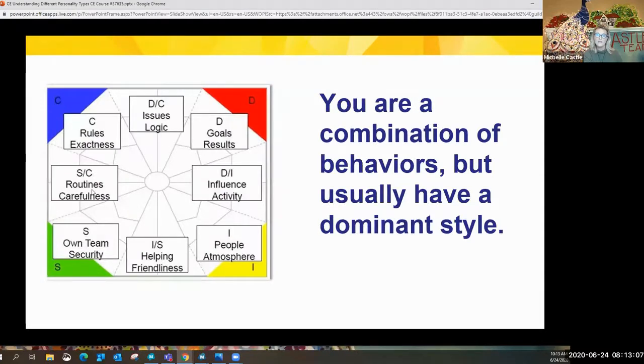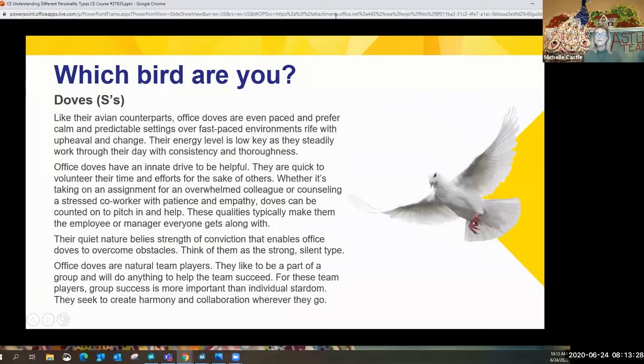Here is another chart that's a good one for you guys to screenshot. Your S's, the qualities that make them who they are, they're a little bit more methodical, but they are still your people-oriented personality types.